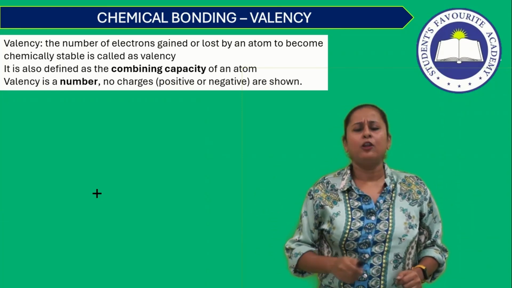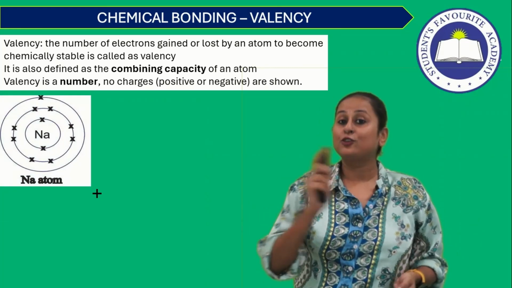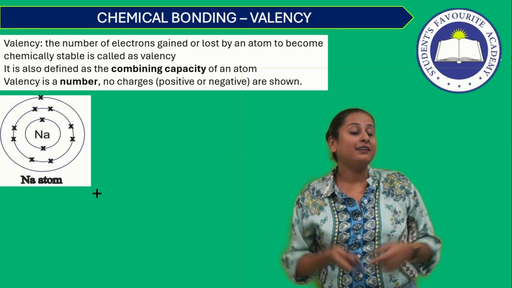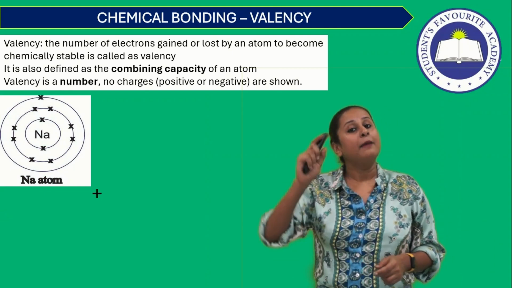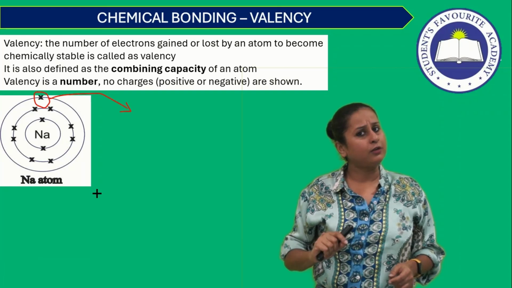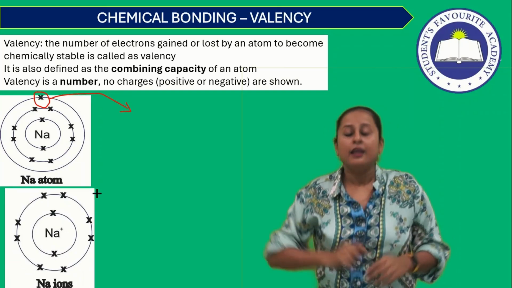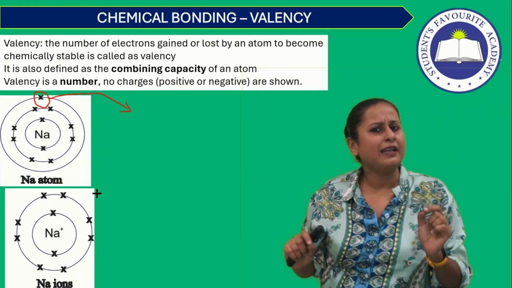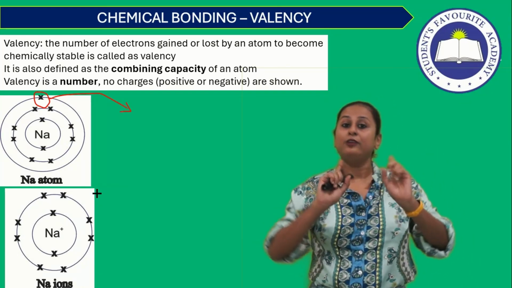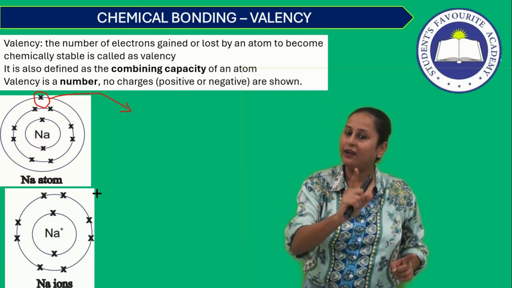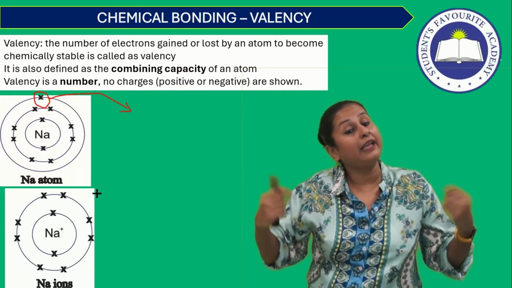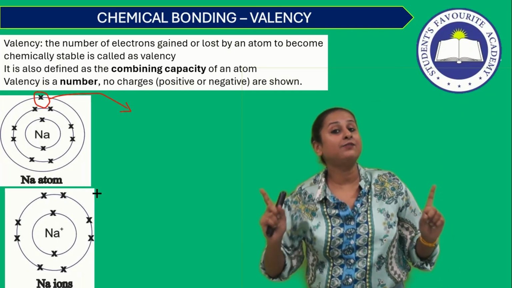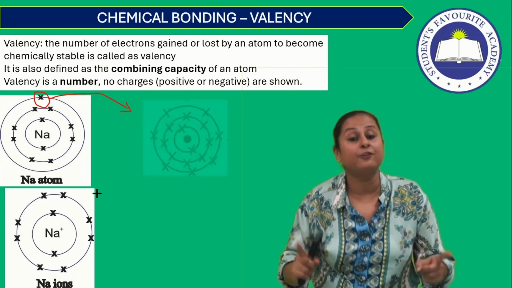Let's take the example of sodium again, and chlorine. Sodium has the electronic configuration 2,8,1. How does it get its chemical stability? By losing one electron from its outermost shell, it becomes 2,8. So how many valence electrons does sodium have? One. It had only 2,8,1, so the valence electron count is 1. How many did it lose or gain to get chemical stability? One. So the valency as well as the valence electrons of sodium are the same, which is 1.